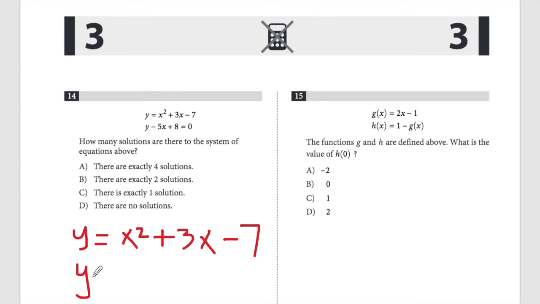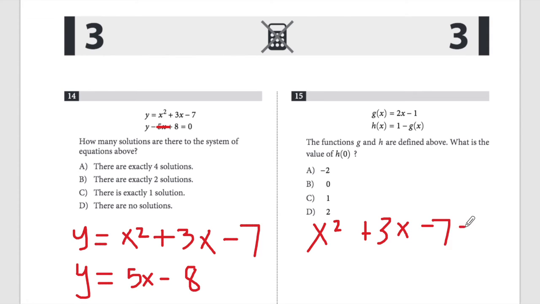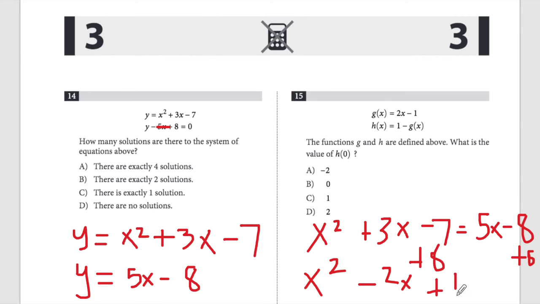Then I'll get y equals, and I'm going to put all this on the other side, so it'd be 5x minus 8. I'm going to put them equal to each other, so I'll get x squared plus 3x minus 7 equals 5x minus 8. Okay, I am going to subtract, so I'll get x squared minus 2x plus 1. And as you can see, that's basically just (x minus 1) squared. So there's only one solution, which is 1, which makes our answer C.